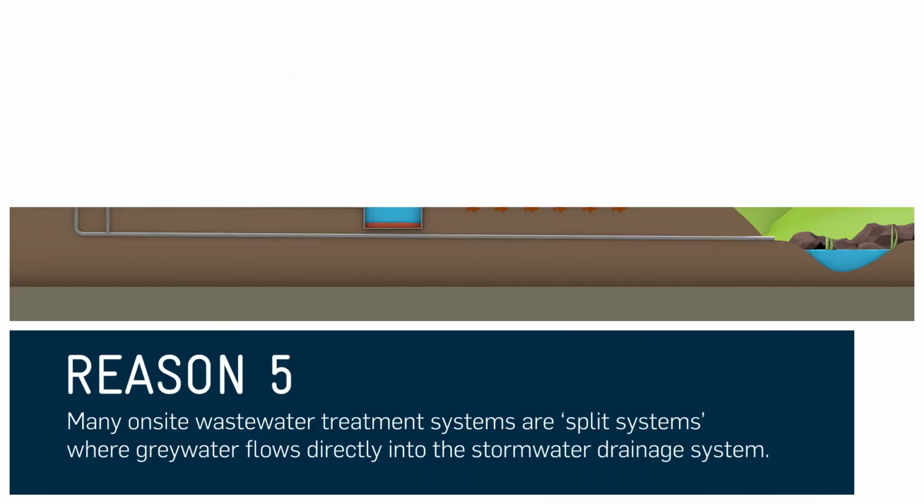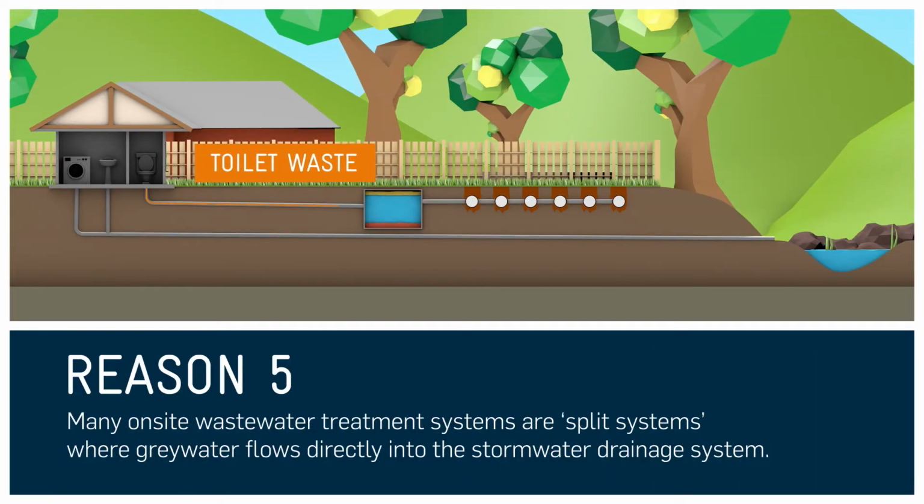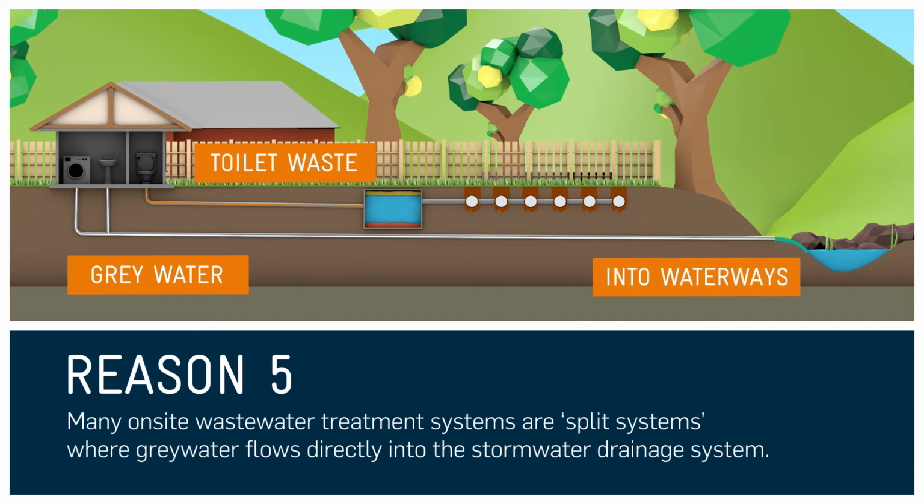Many properties use split systems where toilet wastewater is directed to the treatment system, but all other wastewater, including the kitchen, shower and laundry, flows through separate pipework directly into the stormwater system. This untreated grey water eventually ends up in local waterways.